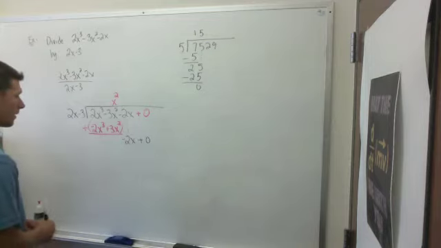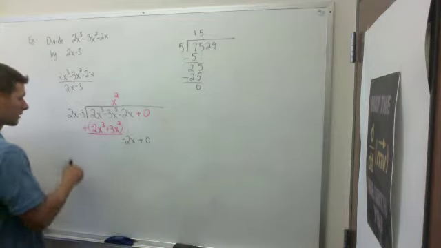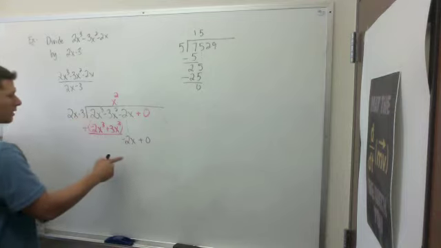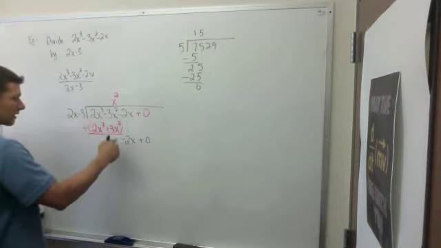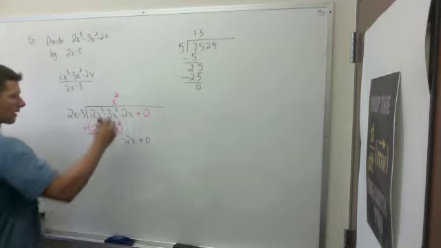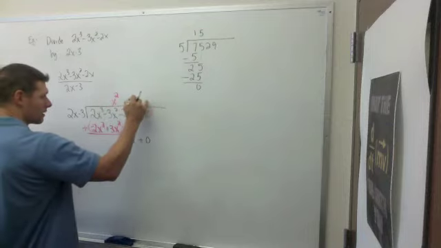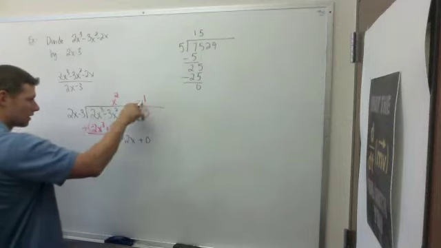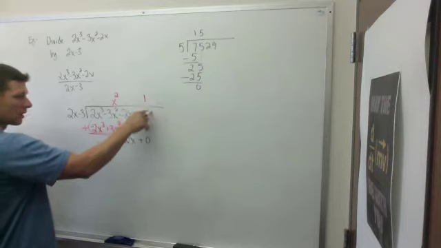And I ask myself, what do I want to multiply 2x minus 3 by so I at least get negative 2x? Well, I can multiply by negative 1. So I multiply by negative 1. Now why did I put it here? Because it's not an x term, it's a constant.